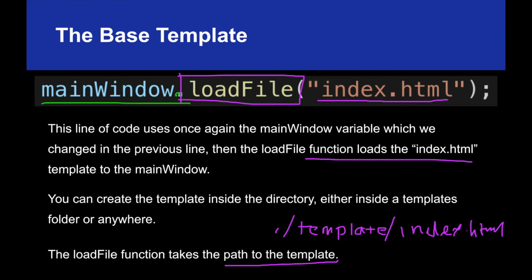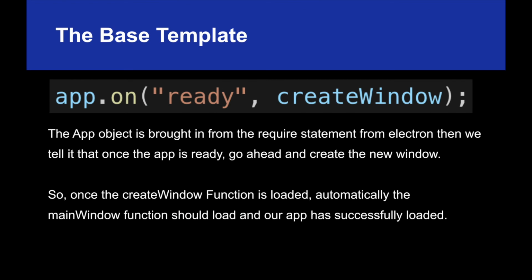Now let's just say you want to have multiple paths. Well, that will be talked about in a future lecture, but this is the simplest way to load a page, alright? So you can actually create a template inside the templates directory or anywhere else, alright? Very simple. So this is the last thing you've got to know about the base template, and that is app dot on.